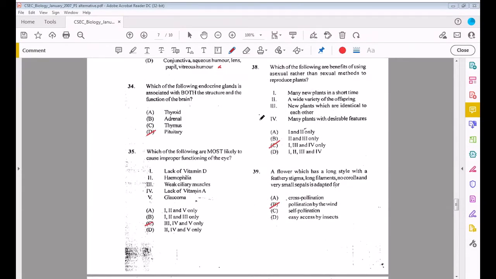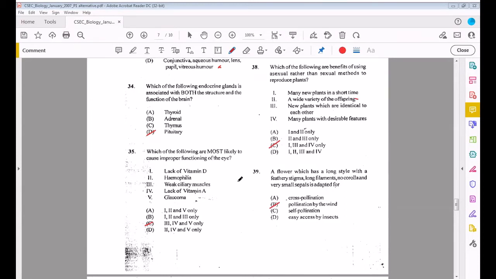38. Which of the following are benefits of using asexual rather than sexual methods to reproduce plants? The answer would be C. So, with that, we get many new plants in a short space of time. We get new plants which are identical to each other, and many plants with desirable features because we're preserving that. This here, a wide range of variety in the offspring, is due to meiosis, so that is sexual reproduction.